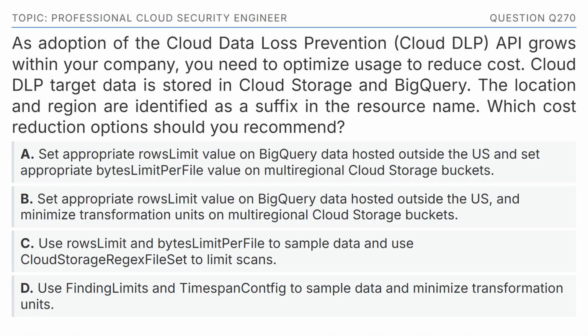The options are: Option A, set appropriate rows limit value on BigQuery data hosted outside the US and set appropriate bytes limit per file value on multi-regional Cloud Storage buckets. Option B, set appropriate rows limit value on BigQuery data hosted outside the US and minimize transformation units on multi-regional Cloud Storage buckets. Option C, use rows limit and bytes limit per file to sample data and use Cloud Storage regex file set to limit scans. Option D, use finding limits and time span config to sample data and minimize transformation units.